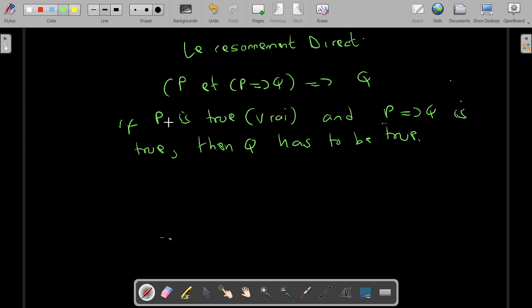true. So basically what we do is we suppose that the proposition P is true. We try to show that the proposition P implies Q is also true. Then we conclude that Q has to be a proposition that is also true. So this is going to be the logic behind this. If P is true and the implication P implies Q is true, then the proposition Q has to be true.